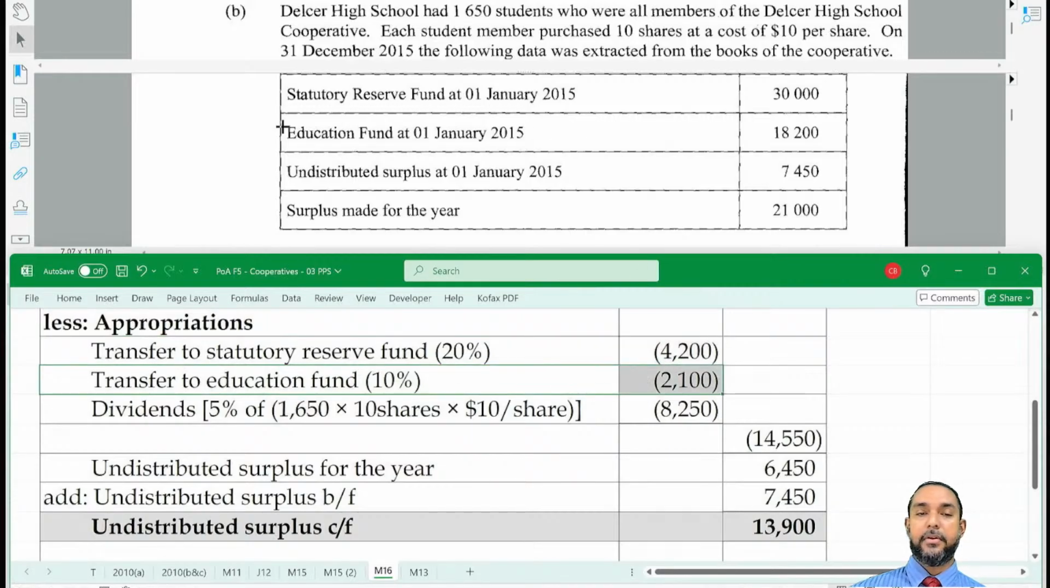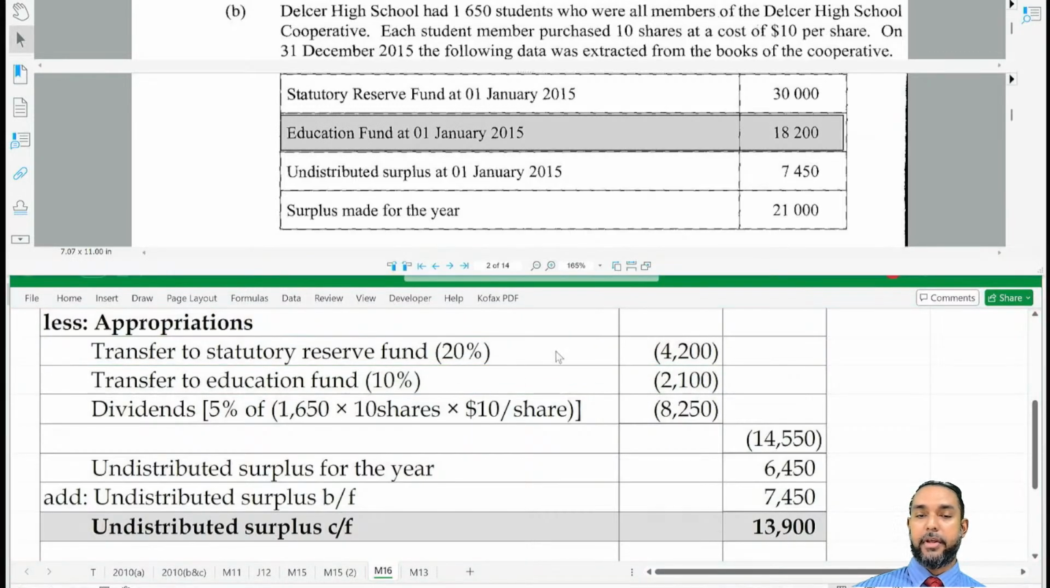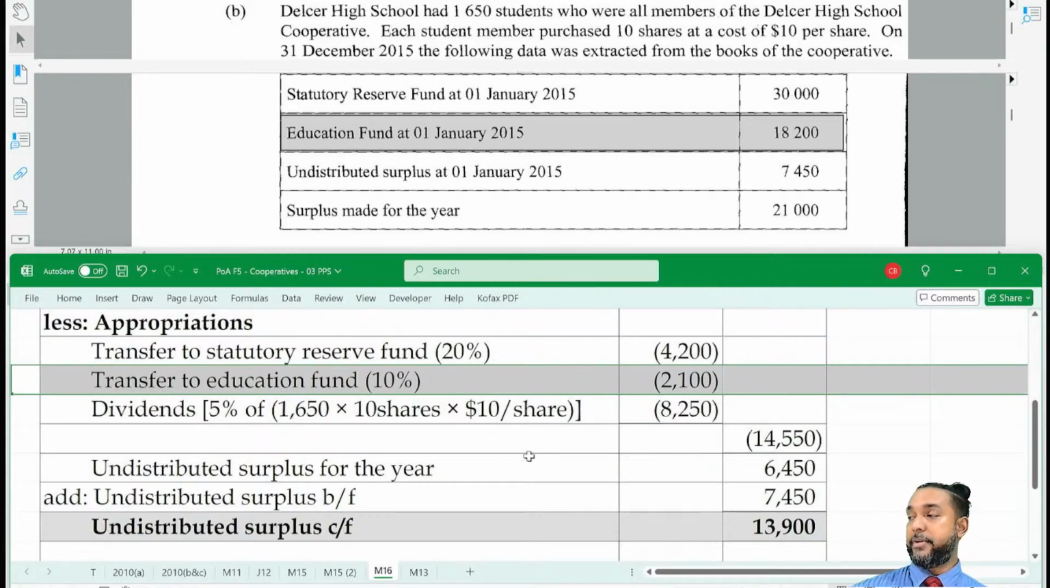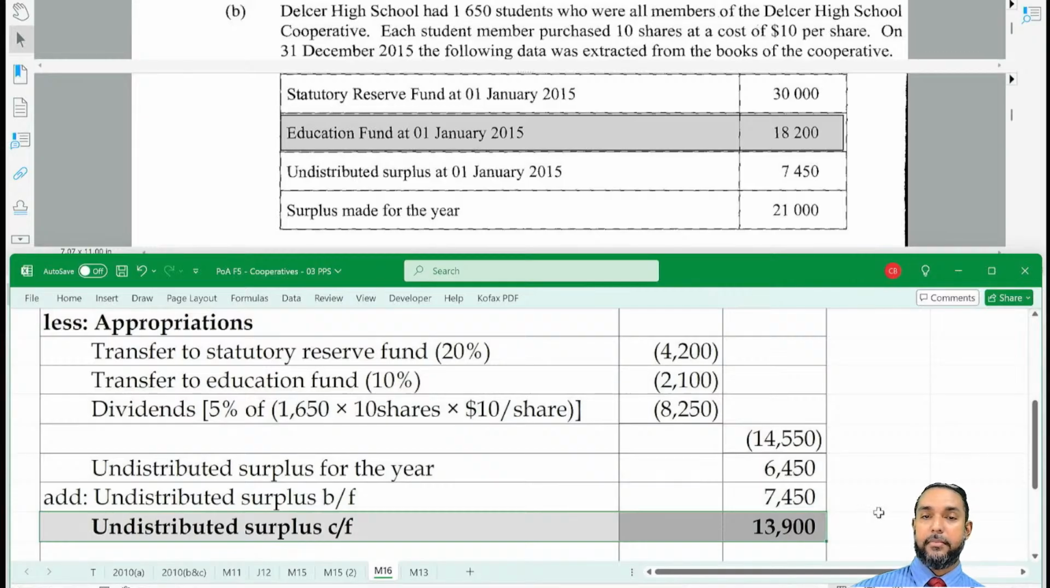What about the education fund? You started with 18,200 here, and you transferred 2,100 more. So you're going to add those two together, right? The dividends are amounts paid out. The dividends are not a reserve. They're not a reserve. And then the final item would be the undistributed surplus for the year, 13,900.